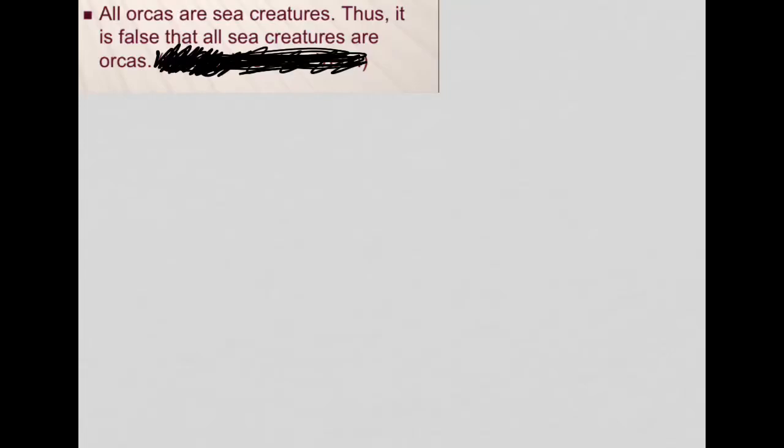All right, so let's go ahead and look at another example of an immediate inference. In this one, again, of course, we have one premise leading to a conclusion immediately. So we have: all orcas are sea creatures, thus it is false that all sea creatures are orcas. And you will see problems just like this on exam 1, and of course in the textbook as well, on Aplia, MindTap. Just like we did in the previous example, we want to begin by doing Venn diagrams to determine if this is valid or invalid.